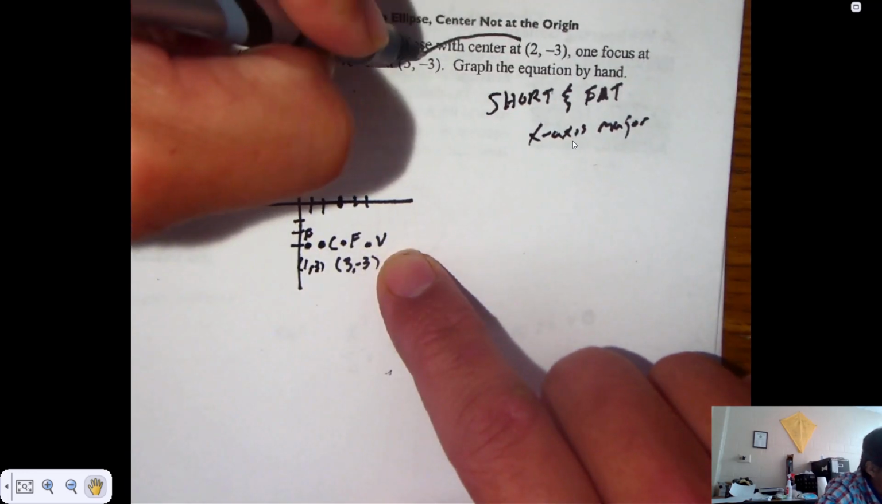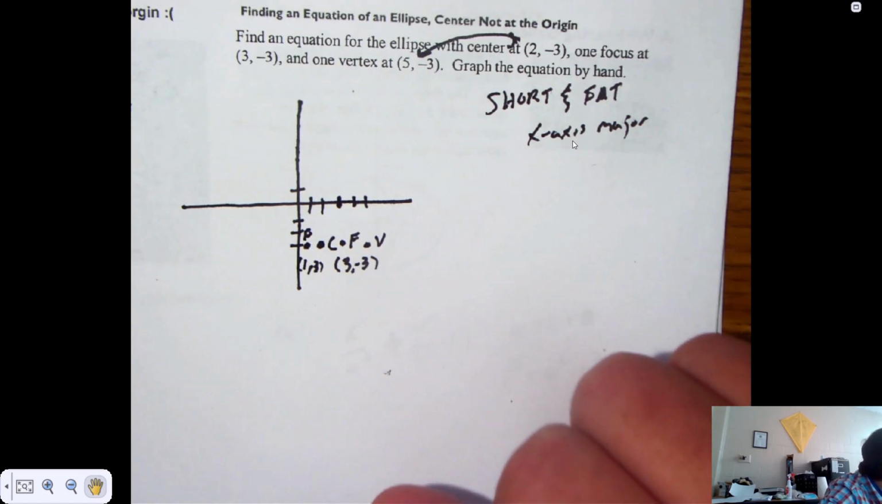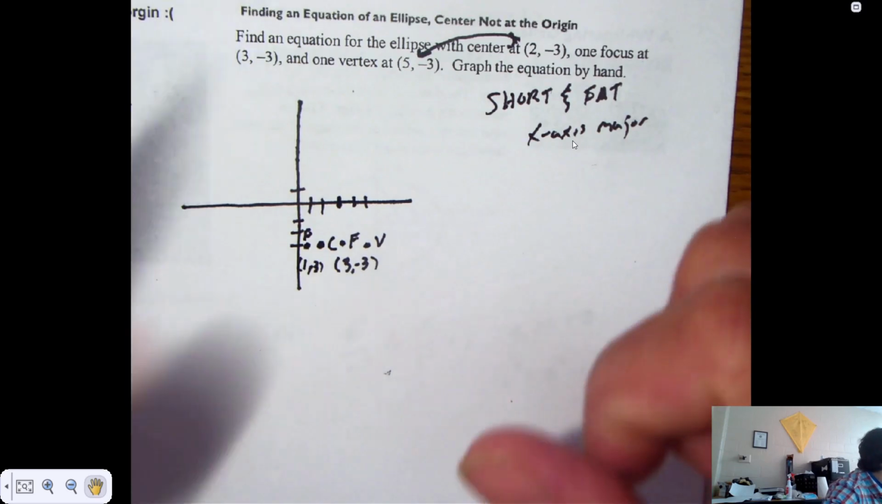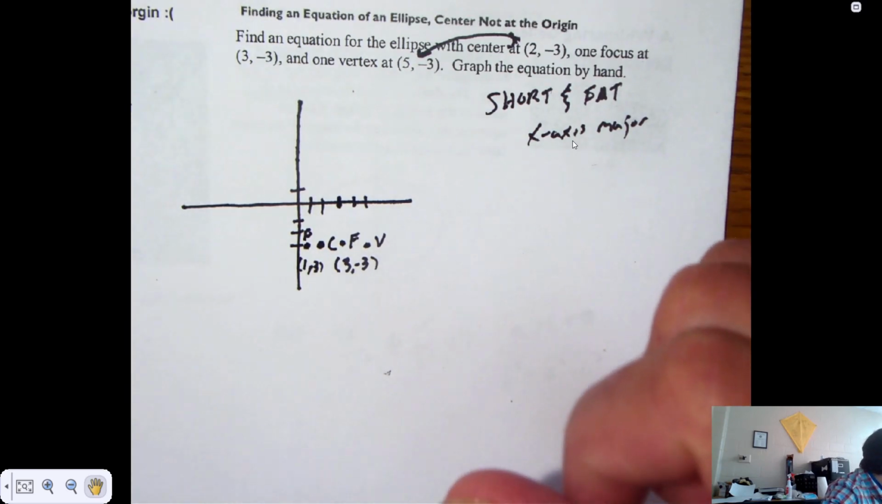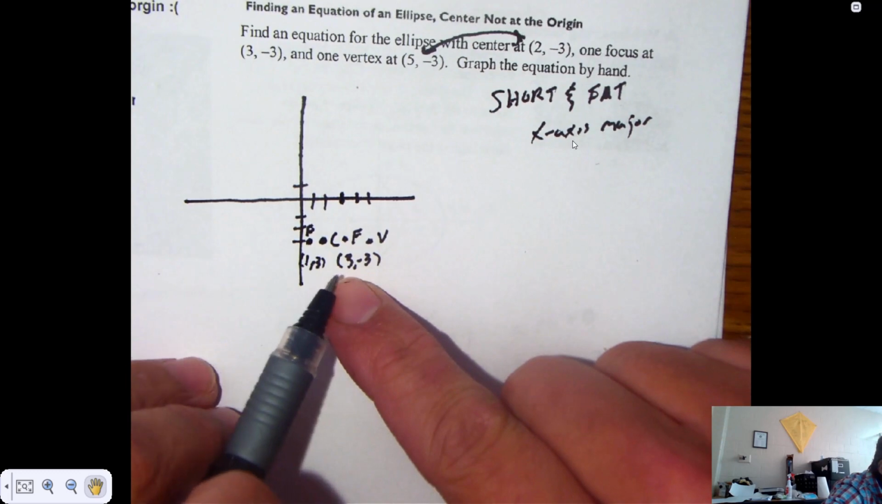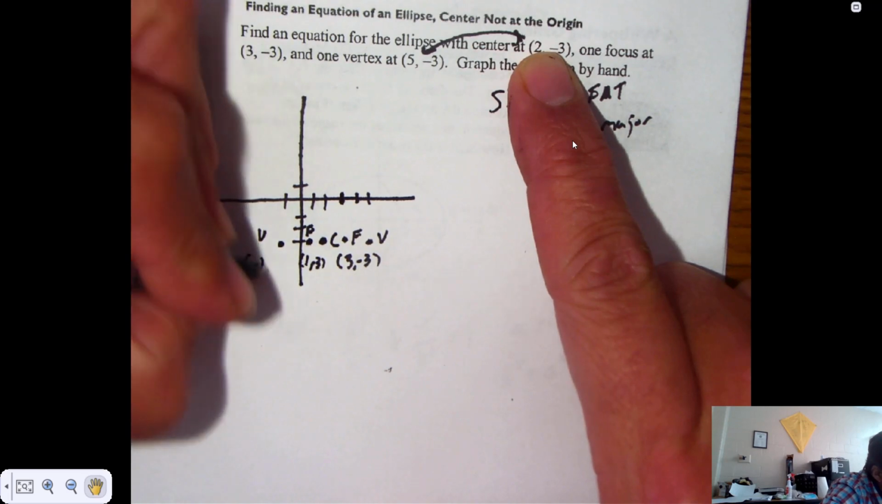How far apart were those x values? 3. This vertex is 3 to the right. The other vertex must be 3 to the left. Make sure you understand that. This isn't the easy ones where we just change signs and we're done with it. So we've got to be 3 to the left of 2. That puts us back at negative 1. There's your other vertex. Negative 1, negative 3.